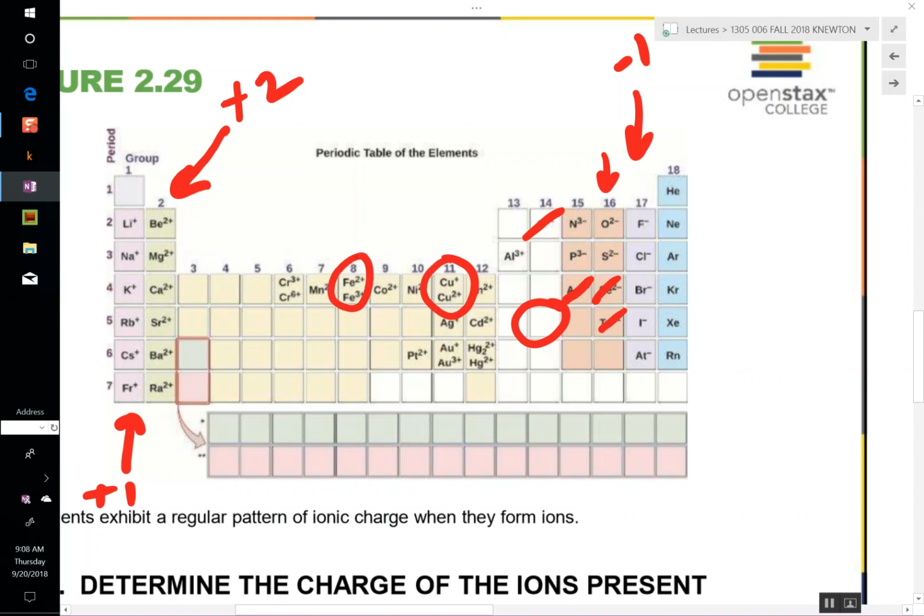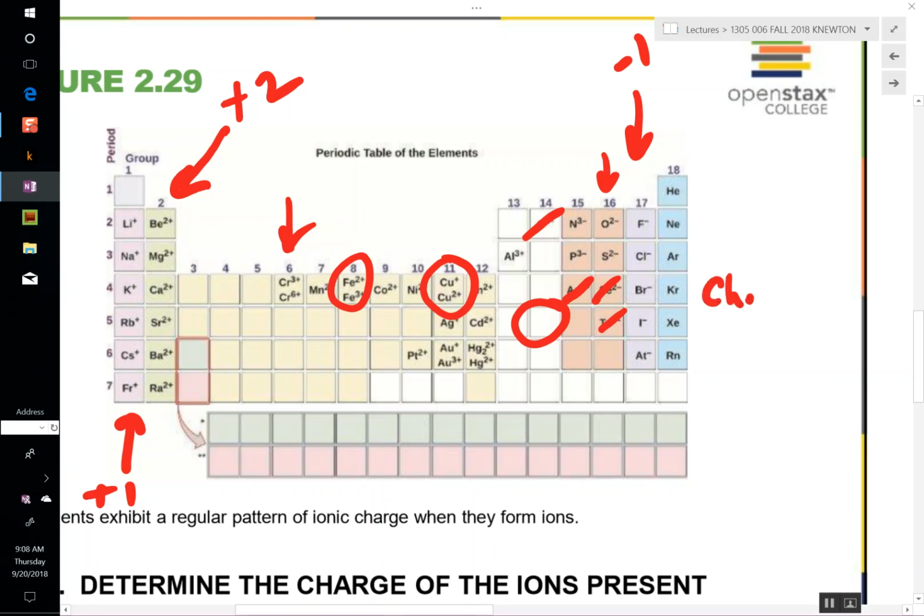But if you came across chromium, look at this one right here. I want you to learn 3 of them so that if you ever see a Roman numeral in a name, you know what that Roman numeral is telling you. So you can come across a chromium compound. It says chromium 6 chloride. You go, I wonder what's Roman numeral 6.